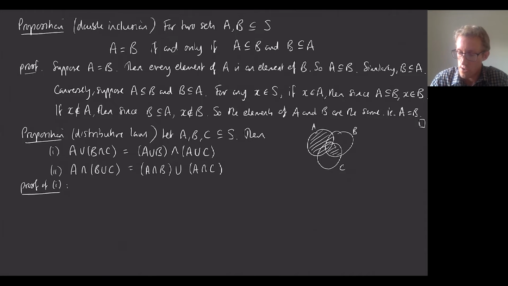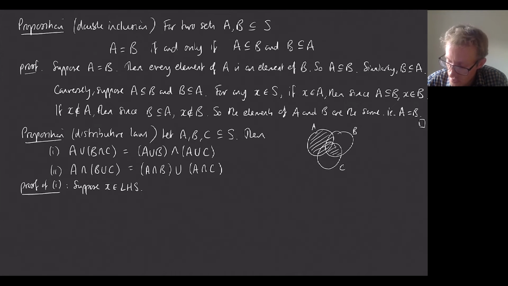So we're going to try and show that the left hand side here is a subset of the right hand side, and then we're going to show that the right hand side is a subset of the left hand side, and that will show that they're the same set. Okay, so first of all I'm going to suppose that I have an x which is in the left hand side, and then try and show that it's in the right hand side.